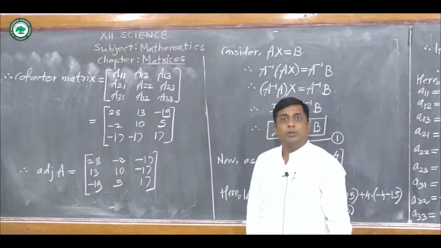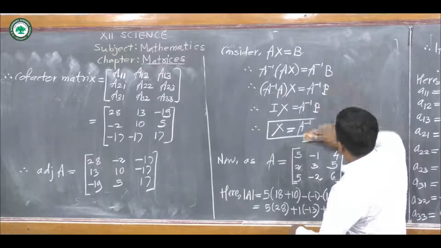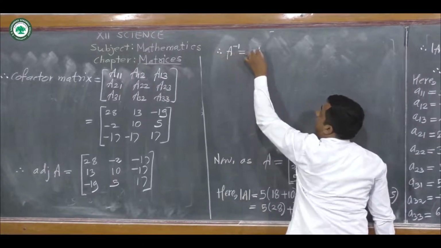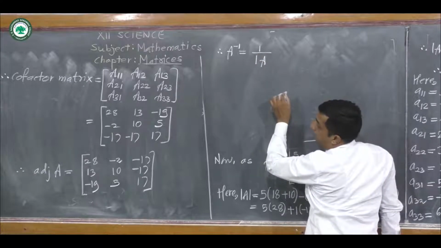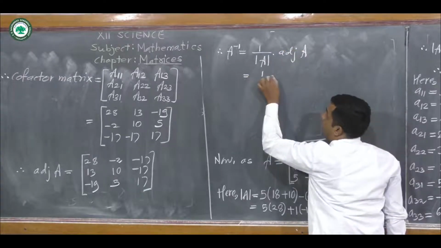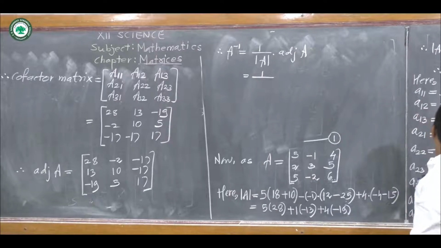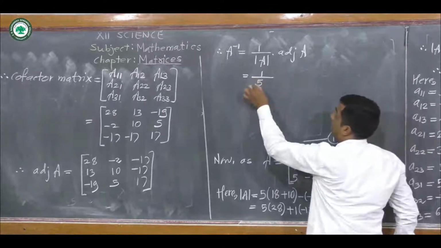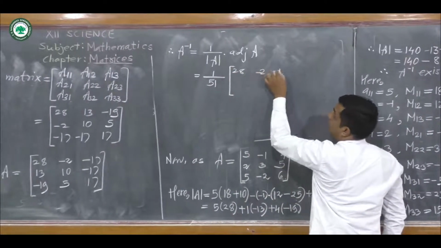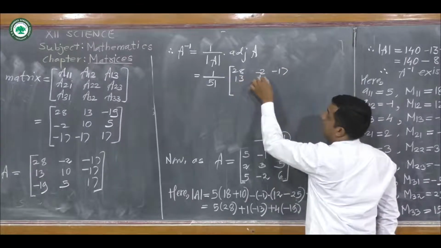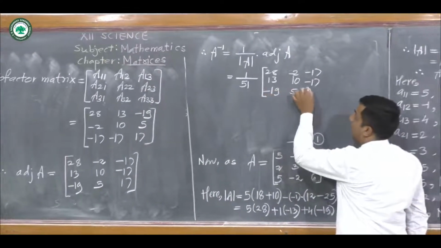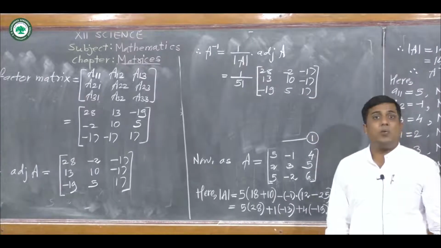Okay, now we find the inverse by using this adjoint of A. Therefore, A inverse is equal to 1 upon determinant of A into adjoint of A, which is 1 upon, we know the determinant of A is 51. So 1 upon 51 into the matrix having 28, minus 2, minus 17, then 13, 10, minus 17, and for the last row minus 19, 5, 17. So this is the inverse of the given matrix.